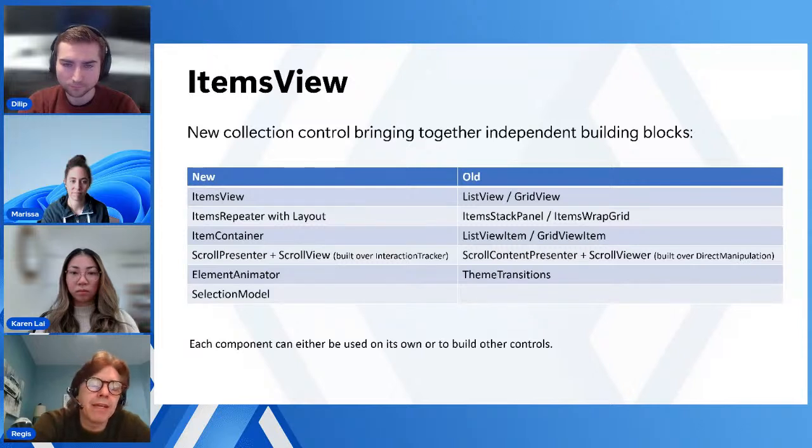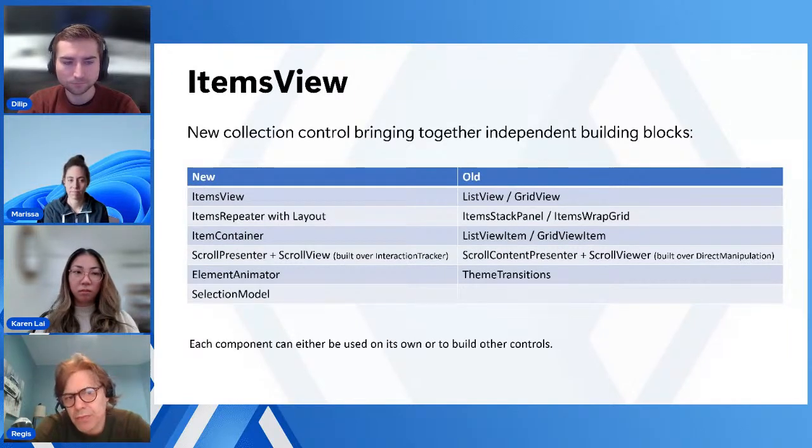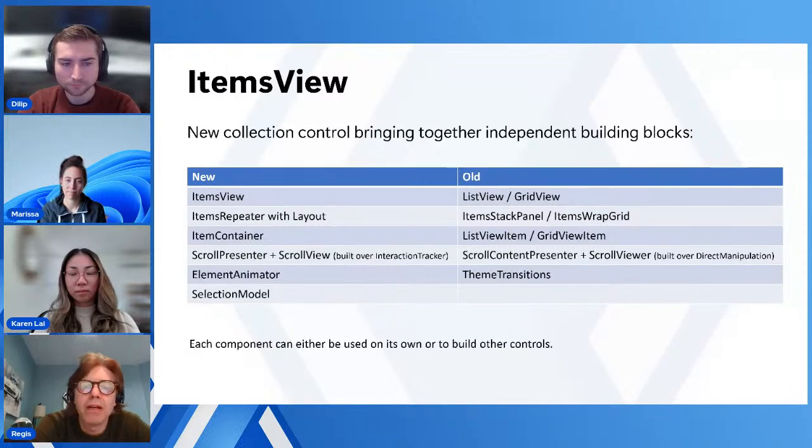And it is the one control that stitches together the individual building blocks that we have been building in the last few years, including the item container, which is a successor, if you want, of the list view item and grid view item that were used by the previous collection controls, list view and grid view.